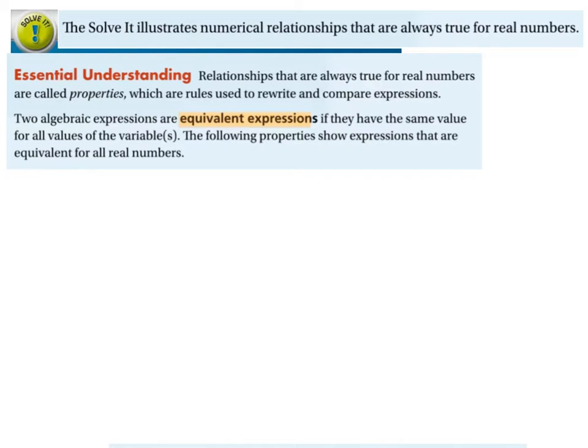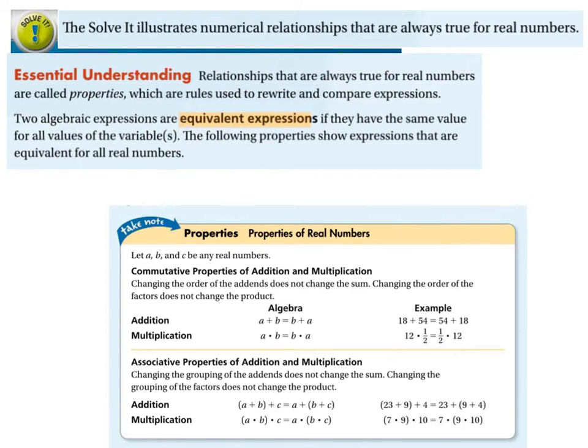Check this out. Okay, relationships that are always true for real numbers are called properties. That's what we mean by properties. Always true for real numbers. Okay, they're rules that we can use to rewrite expressions or equations, and we have the equivalent value. We can compare expressions that way. Now, two algebraic expressions are equivalent if they have the same value for all values of the variables. Okay? Now, the following properties show expressions that are equivalent for all real numbers.